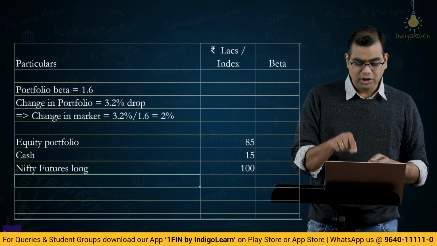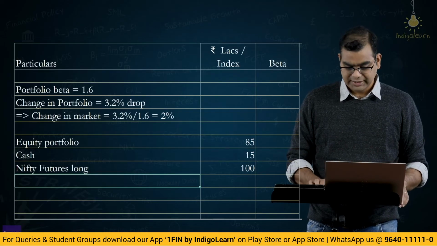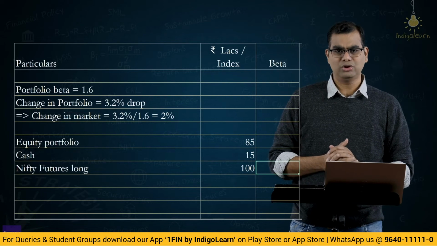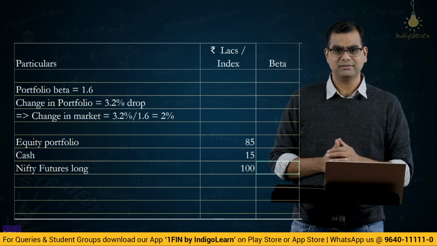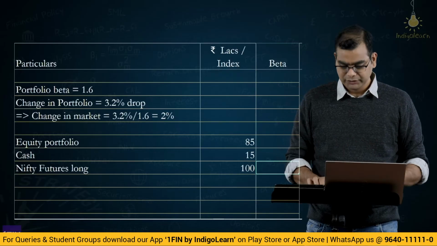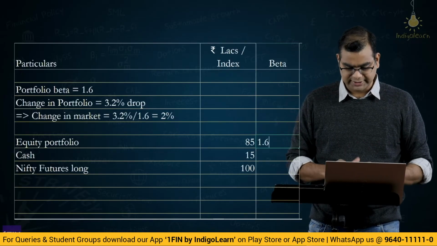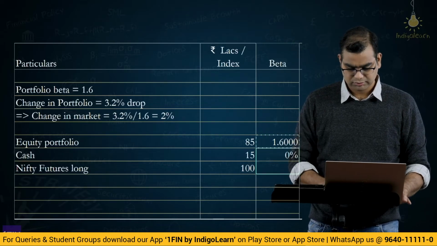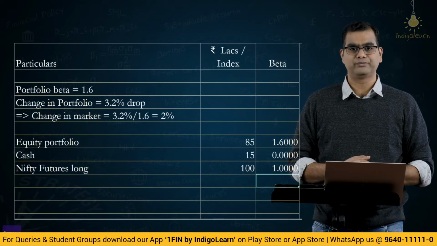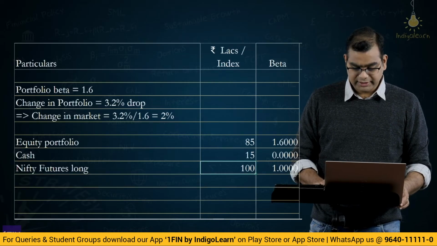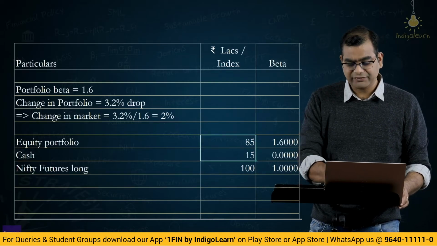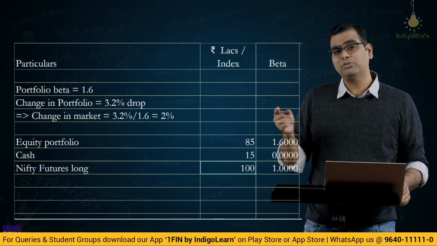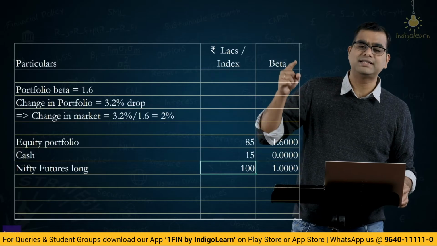When you go long on Nifty futures of 100 lakhs, what is Nifty? Nifty is a market index. So, what is its beta? Beta is 1, market is 1, right? That is what we are saying all along. This we know is 1.6 beta, this we know is 0, and this we know the beta is 1. Now, here your investment is only this 85 plus 15, which is 100 lakhs. But you have entered into a derivative contract to buy Nifty futures after 3 months at 100 lakhs.